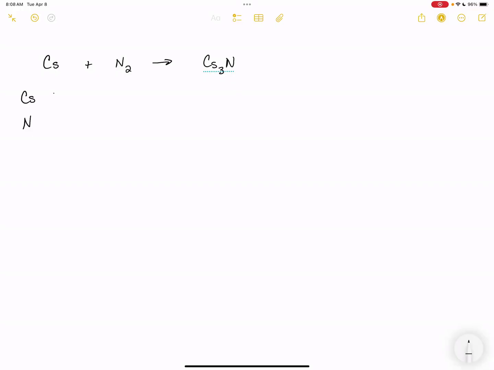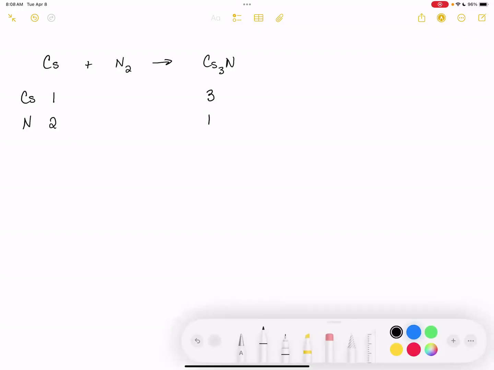On the reactant side, we have one cesium and we have two nitrogens. On the product side, we have three cesiums and we have one nitrogen. Because the two sides are not equivalent, this is not a balanced chemical equation. Now, I'm going to balance the nitrogen first. Again, it does not matter, but you may have to go back and forth in balancing. So I have two nitrogens on the reactant side. I have one nitrogen on the product side.